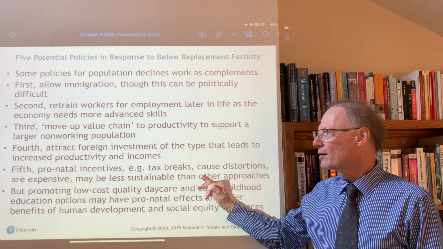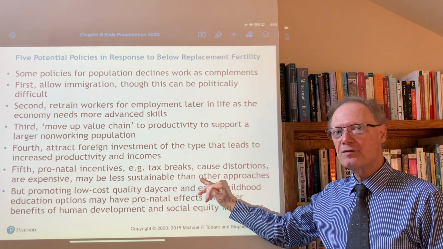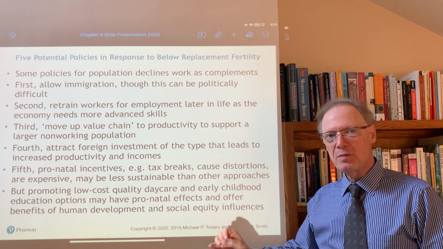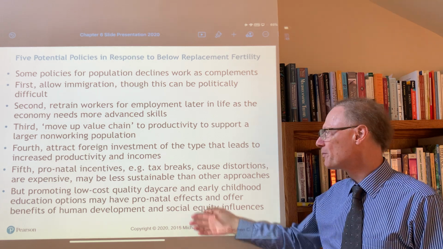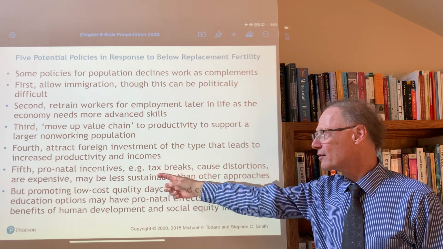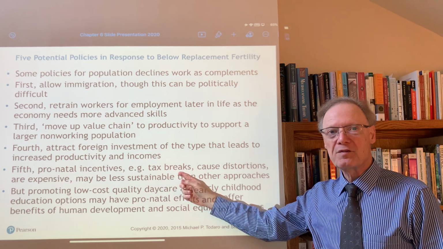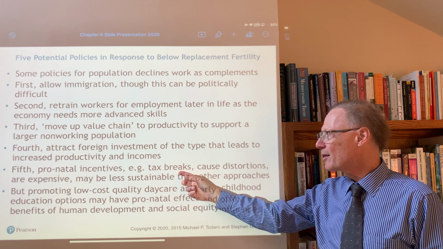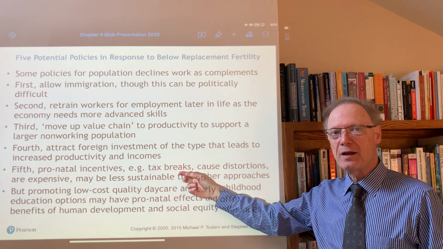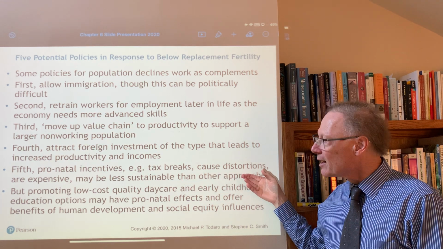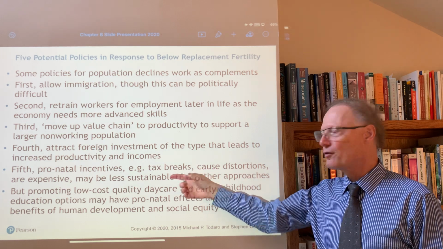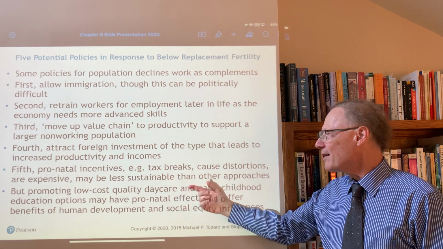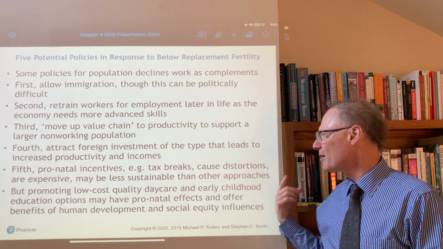The last policy, sometimes called the last resort, is pronatal incentives. Try to encourage people to have more children. And so this can be done and has been done with special tax breaks. This is historically something that's been tried in countries such as France in past decades. Well, these cause significant distortions to the economy, and they're expensive, and they may be less sustainable than some other approaches.